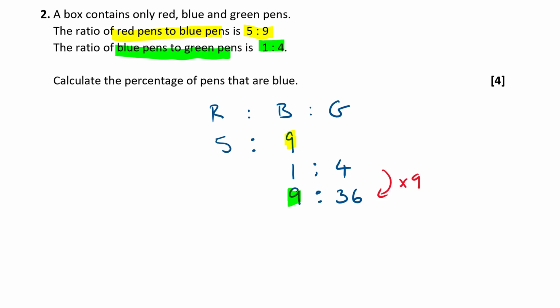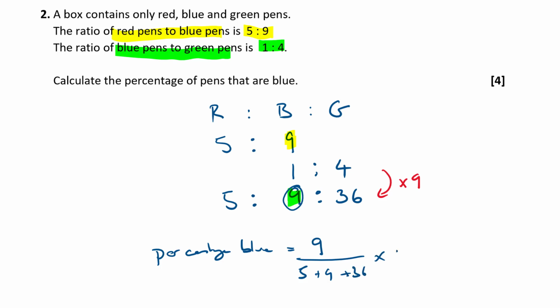So that means I can bring down this 5 and write it in here. So I've got a kind of super ratio now that's got all three bits included. So the ratio of red to blue to green is 5 to 9 to 36. Okay? Now we know that, we can work out the percentage of pens that are blue, because we know that there are 9 blue pens for every 5 plus 9 plus 36 pens there are. So it will be percentage blue. It's going to be that 9 divided by 5 plus 9 plus 36 made into a percentage.